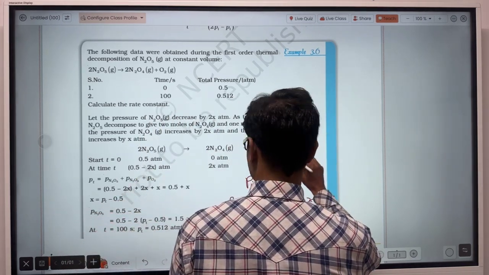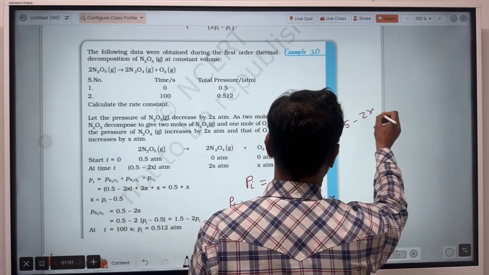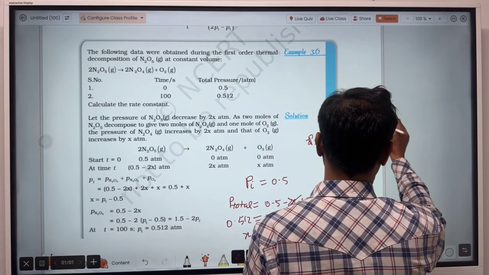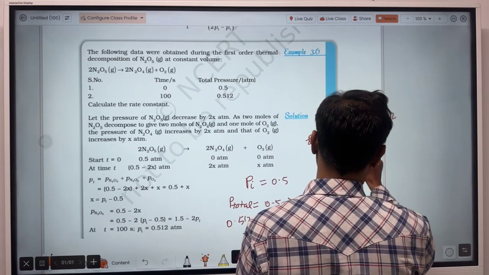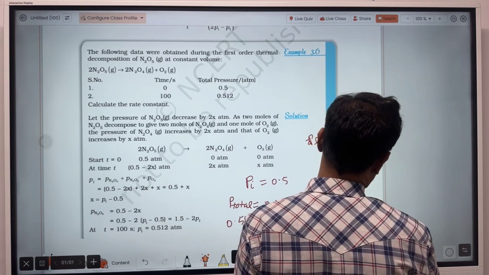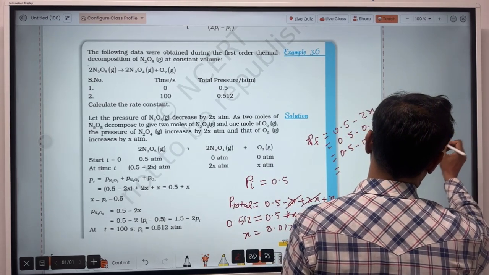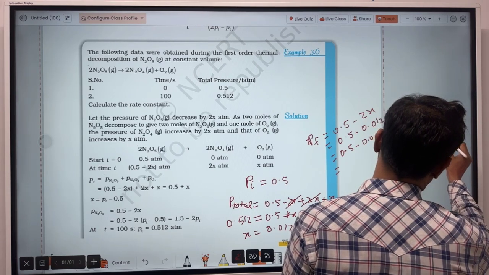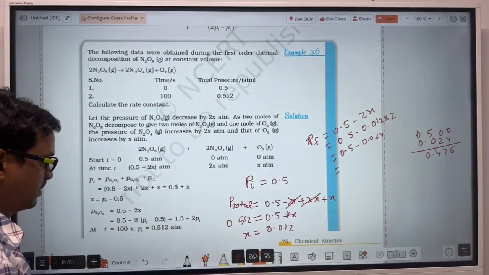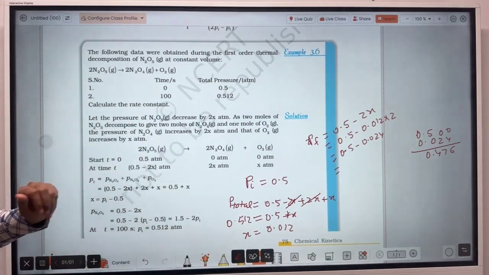So the final partial pressure will be 0.5 minus 2x. That means 0.5 minus 0.012 into 2, that is 0.5 minus 0.024, which is 0.476. So the final partial pressure will be 0.476. Now you will have to find out the rate constant.